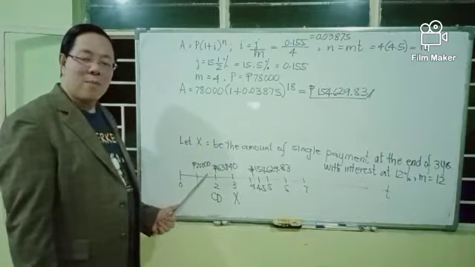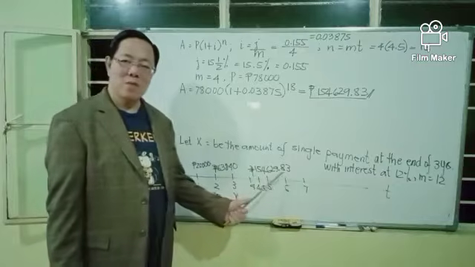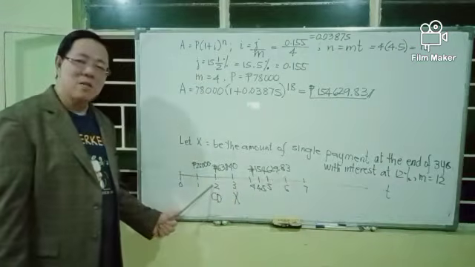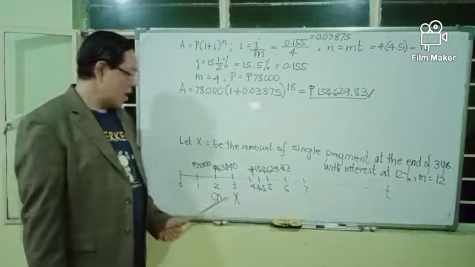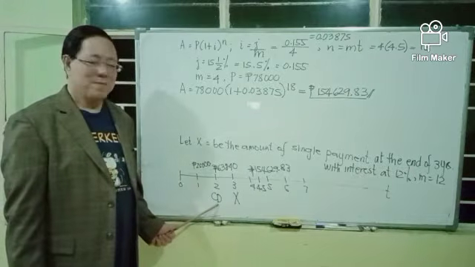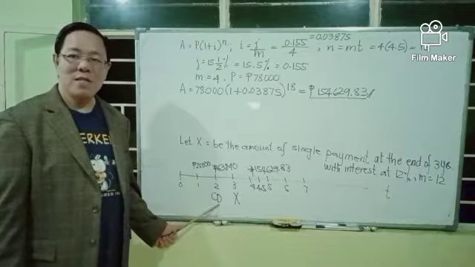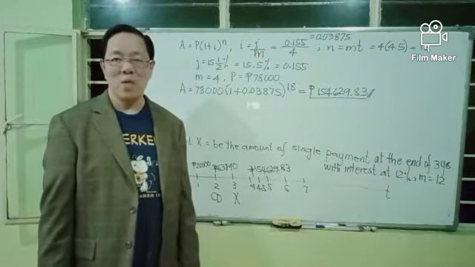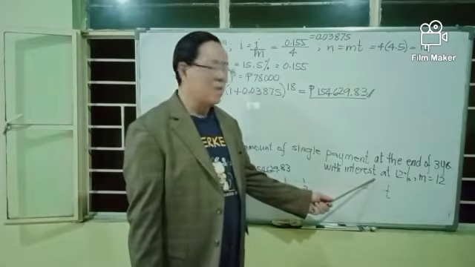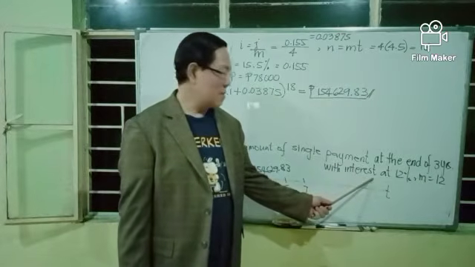That is, the sum of the maturity values of the obligations at the comparison date, we will equate to the value of the single payment at the same comparison date. And the interest that we will use is the interest rate that Mr. X has agreed with the bank, which is 12% compounded monthly.